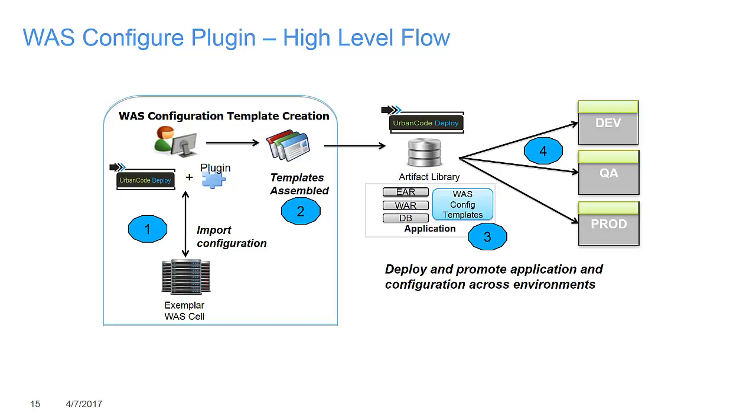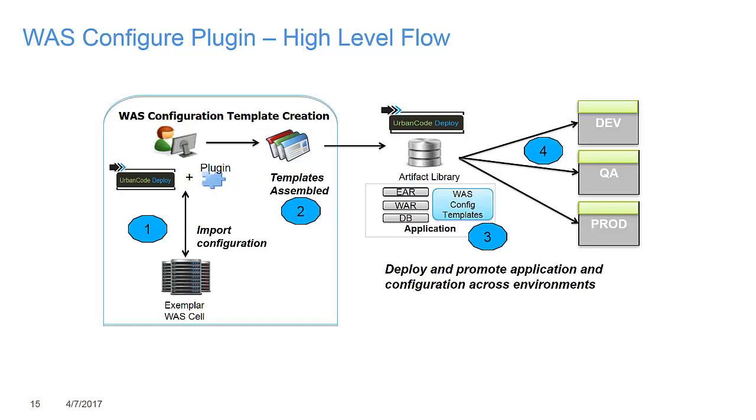It starts off on the left here with an exemplar WAS cell. That could be considered your golden configuration or your base configuration that you want all environments to build from. The WAS Configure plugin in UrbanCode Deploy connects to that WAS cell and pulls in your configuration data. It takes that configuration data and converts it into various templates so that your configuration data isn't environment specific. With your configuration data converted to templates, it's then easy to deploy that configuration data across multiple environments.